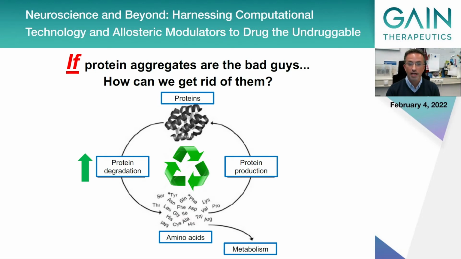But another strategy could be to try to increase the protein degradation. This would be by exploiting the cellular quality control mechanisms like the ubiquitin and proteasome system that we already heard about, and the lysosomal or autophagy lysosomal pathway, which is also involved in the degradation of proteins, and in particular, larger proteins and cellular components that could be accumulating during disease. So next slide.